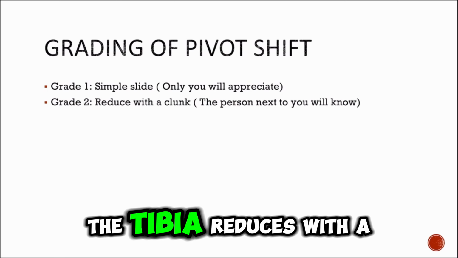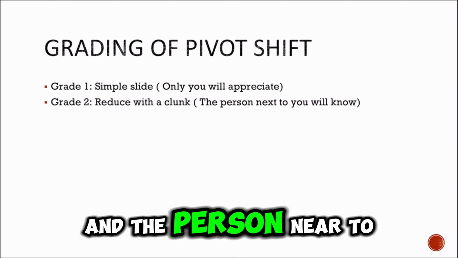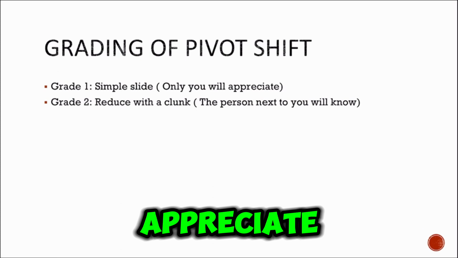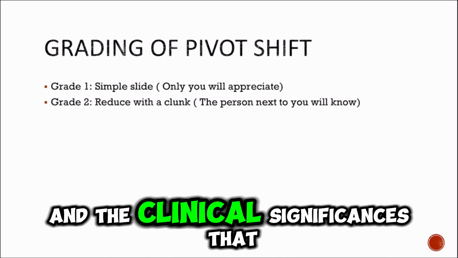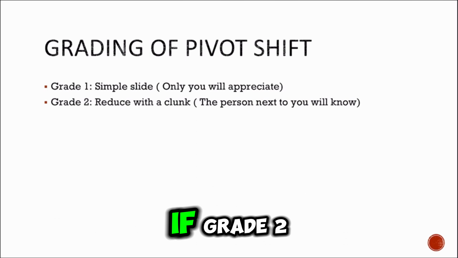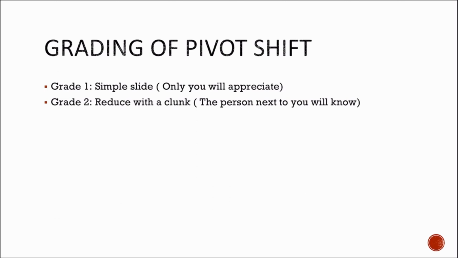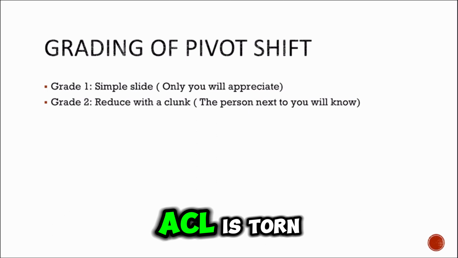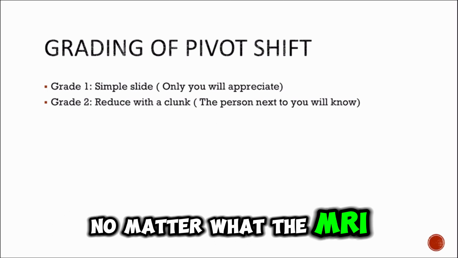Now coming on to grade 2. Grade 2, the tibia reduces with a clunk, and the person near to you will also be able to appreciate the reduction. The clinical significance is that if grade 2 pivot shift is present, invariably it means that the ACL is torn, no matter what the MRI says.